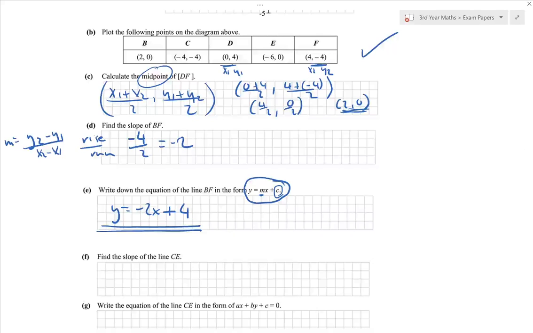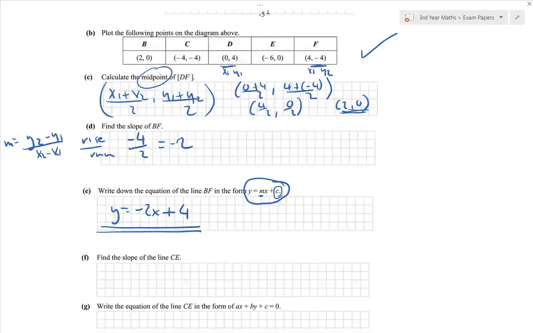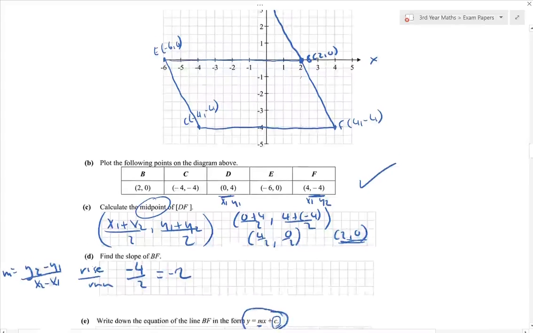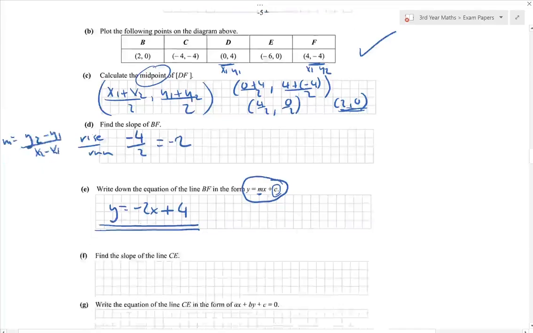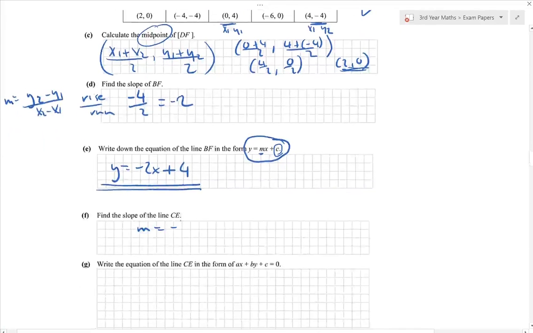Okay, the next thing then is finding the slope of CE. So let's look at the line CE. Again, you can use the formula, or you can just use rise over run. I know it's going to be negative because it's going down from left to right. So I'm going to see how much I'm going down and how much I'm going right. I'm going down 1, 2, 3, 4 units, and I'm running 1, 2. So the slope is minus 4 over 2, which is minus 2, just like the other line.